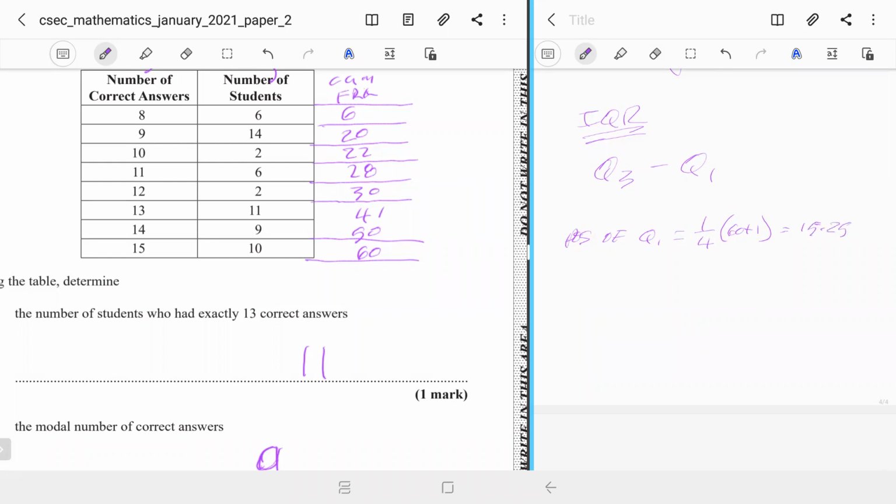You know what that means? That means you want the student right after the 15th one but before the 16th one. You want the average of the 15th and the 16th one. That's what 15.25 means: more than 15 but less than 16. The position of Q1 is the 15.25th term.